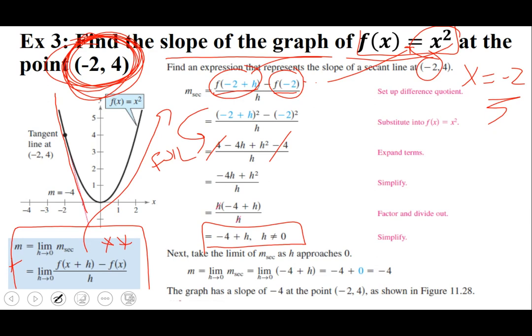That -4 plus h represents the slope of the graph at that specific point. In order to actually turn it into the slope of the tangent line, you have to go ahead and take the limit. So you're going to take the limit of the slope of the secant line, which means you're taking the limit of -4 plus h. And of course, if you put a 0 in for all the h's, you wind up getting a slope of exactly -4. And again, if you go back to the graph, and you look at that tangent line through that specific point, a slope of -4 really seems pretty reasonable.